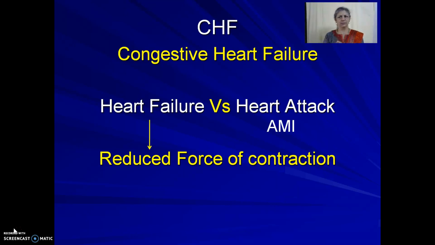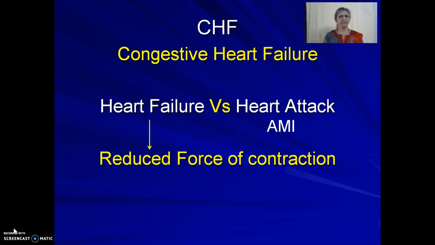Heart attack is an acute episode where the patient necessarily should be in ICU care as early as possible, whereas congestive heart failure patients can be ambulatory within their capacity, going about their daily routine, and if they overexert, they may need acute management. So what is basically wrong in congestive heart failure is reduced force of contraction.